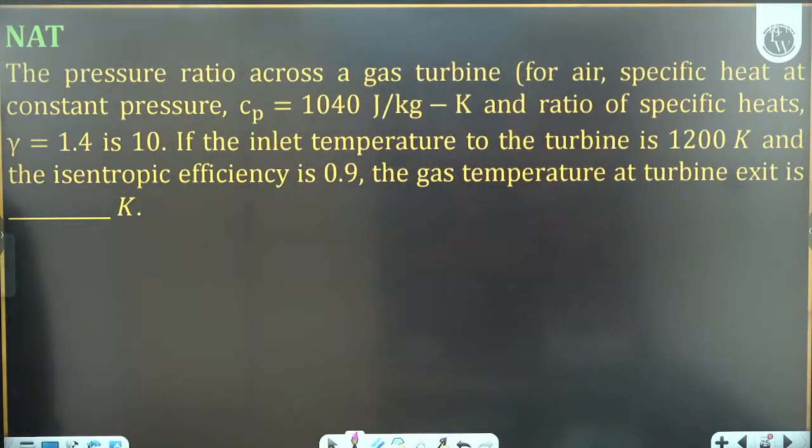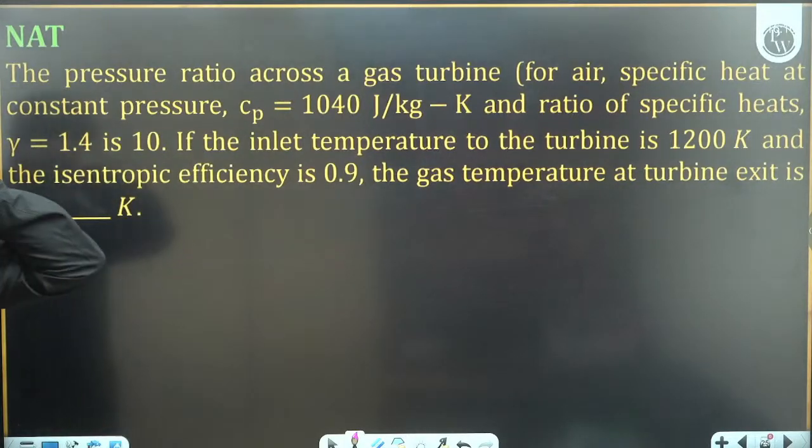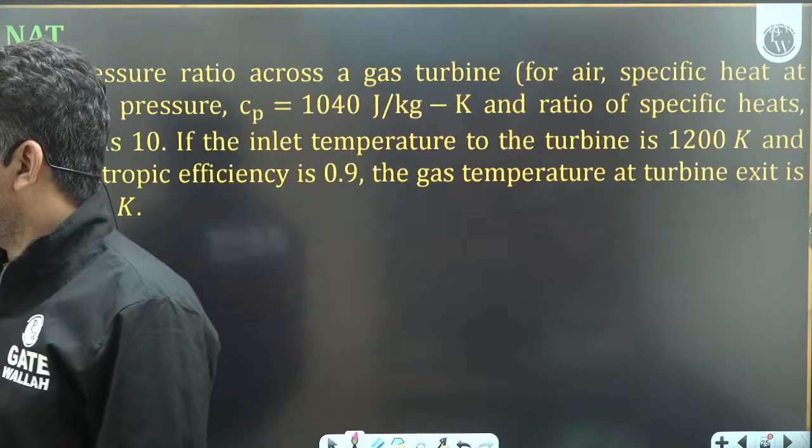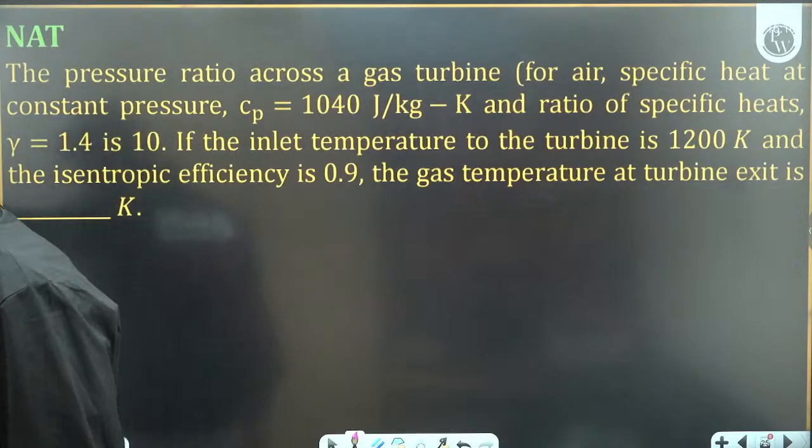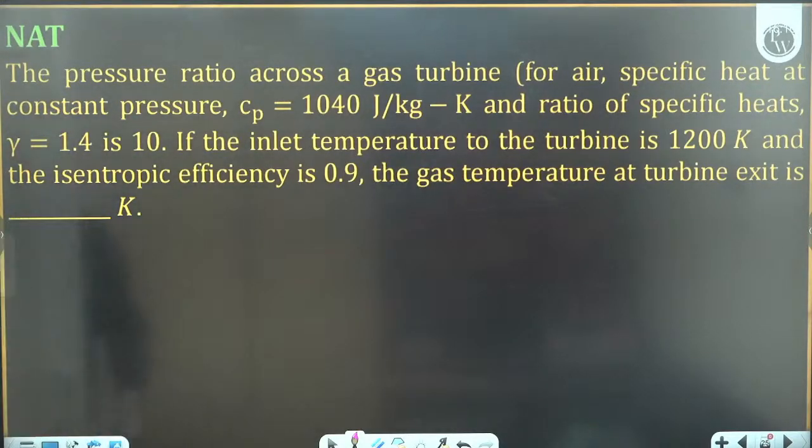Okay, chalo. So let's go to the next question. It says the pressure ratio across a gas turbine with constant specific heat Cp 1040 and ratio of specific heats gamma 1.4 is 10. If the inlet temperature to the turbine is 1200 Kelvin and the isentropic efficiency is 0.9, the gas temperature at the turbine exit is. This is a very good question. So solve this very easy question, it should hardly take 30 seconds.